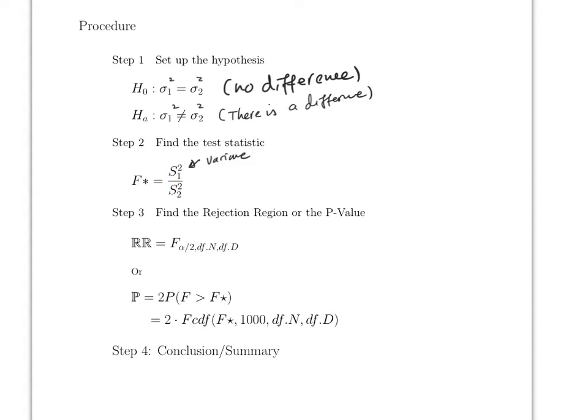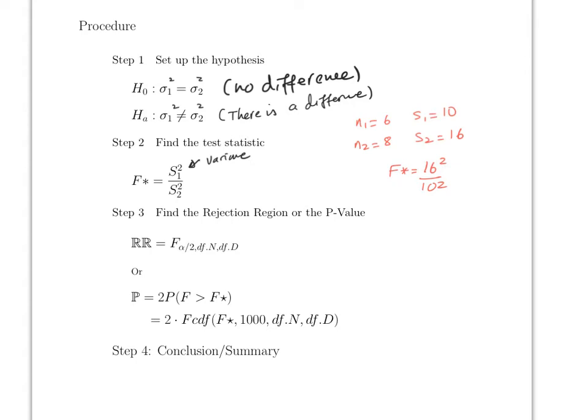So for example, let's say that N1 is equal to 6 and S1 is equal to 10. And let's say that N2 is 8 and S2 is equal to 16. So the way you're going to determine is you're going to look at the biggest S, or the biggest standard deviation, and that's the one that's going to be on top. So in this particular case, F star is going to be 16 squared over 10 squared. So pretty much this value always has to be more than 1. That's how you know you're doing this correctly.